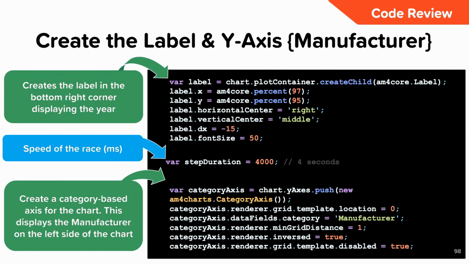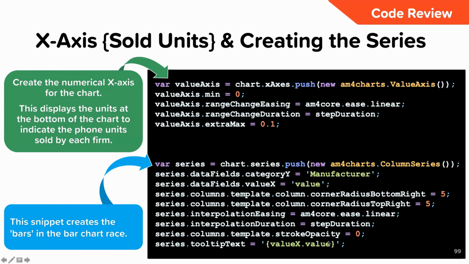Okay, now we're going to start formatting the graph. We're going to create a label. We're going to give it the right kind of size. We're going to position it in a place where it doesn't overlap anything. And then we're going to set the speed of the race. So every 4 seconds is our step. And then we're going to begin specifying our axes. So there's the category axis, which is the y-axis, which is going to be by manufacturer. And we want to be able to specify the position of the category axis. And then with the x-axis, this is the value axis, the number of phones sold.